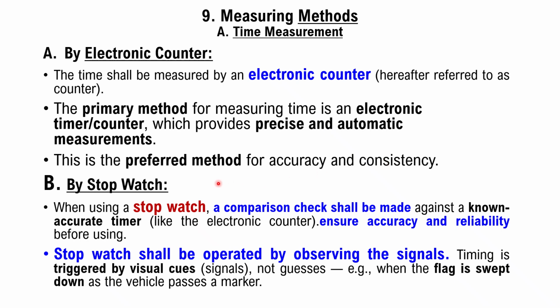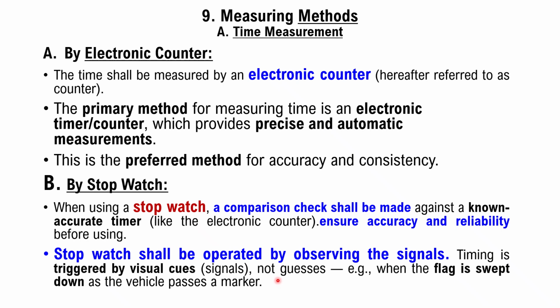Second method could be stopwatch. When using a stopwatch, a comparison check shall be made against a known accurate timer for calibration, that is, the electronic counter, to ensure accuracy and reliability before using the stopwatch. The stopwatch shall be operated by observing the signals. Timing is triggered by visual cues, visual signals, not guesses. For example, when the flag is swept down as the vehicle passes the marker.